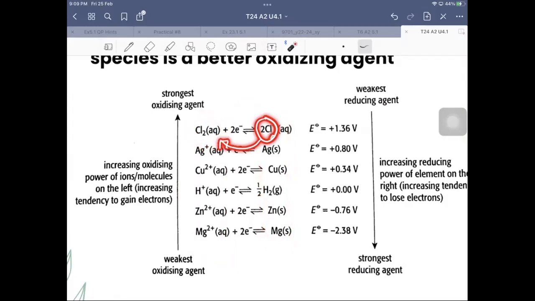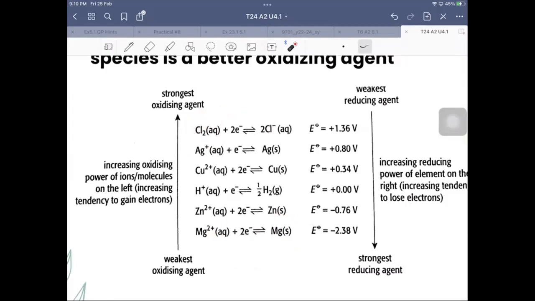So just remember, an oxidizing agent oxidizes another species, but itself gets reduced. So that's chlorine here. Chlorine is being reduced to chloride. That makes chlorine an oxidizing agent. Whereas magnesium solid is being oxidized to magnesium 2+ ion, and that makes our magnesium a reducing agent, okay?